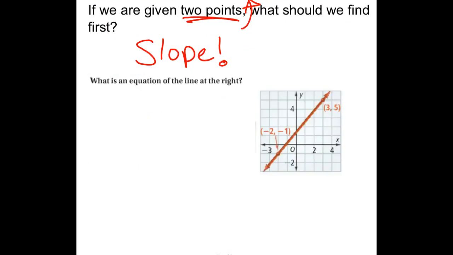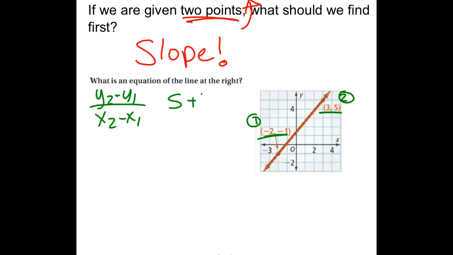So here's an example of that. It says, what is an equation of the line at the right? We look at this line. We're given an ordered pair and an ordered pair. With those two things, we're going to plug them into our slope formula in order to have a slope so we can actually write this up. So remember, it's y2 minus y1 over x2 minus x1. This is going to be my number 1 ordered pair. This is going to be my number 2 ordered pair. So for y2, I'm going to grab the 5. For y1, I'm going to grab that -1, and it's minus a -1, so it turns into a plus. x2 minus x1, well, that's going to be my 3. Minus a -2 is going to turn into a plus, and I end up with a slope of 6/5. So I've got my slope.